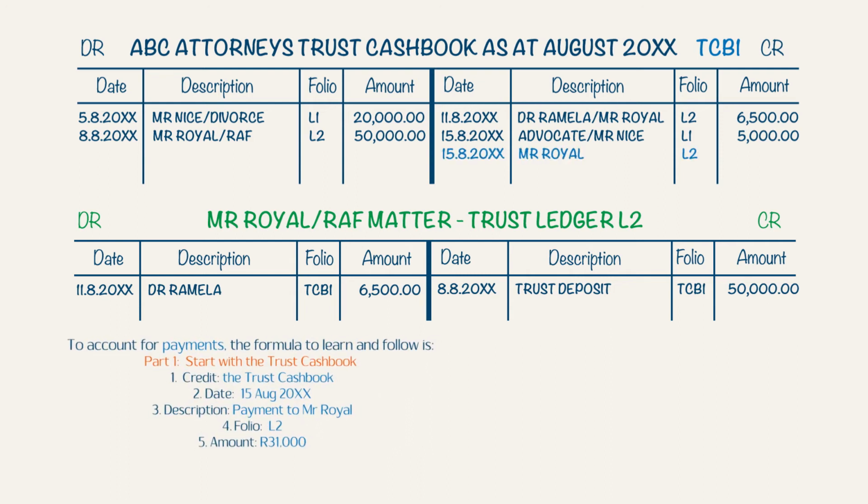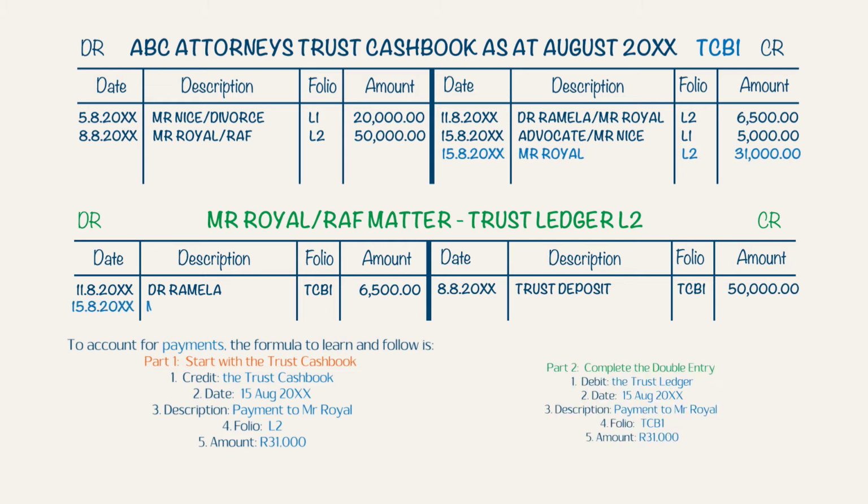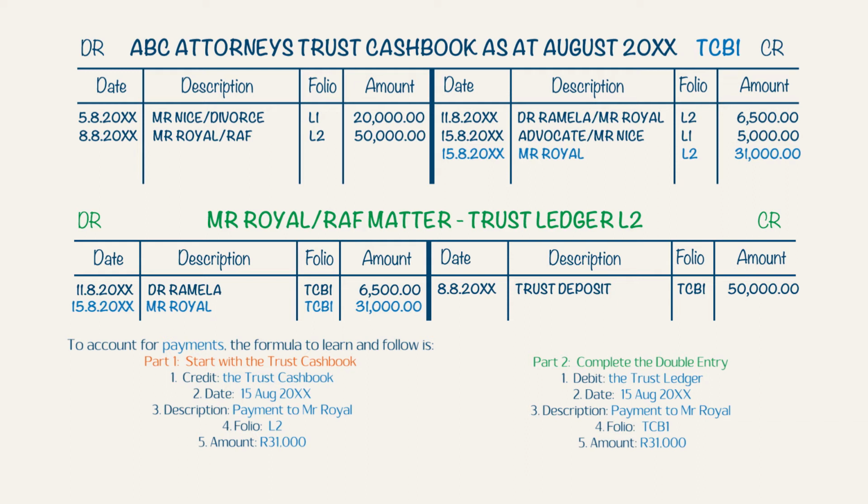To account for payments, the formula to learn and follow is: Part 1. Start with the trust cashbook. 1. Credit: the trust cashbook. 2. Date: 15 August 20XX. 3. Description: payment to Mr. Royal. 4. Folio: L2. 5. Amount: 31,000 Rand. Part 2. Complete the double entry. 1. Debit: the trust ledger. 2. Date: 15 August 20XX. 3. Description: payment to Mr. Royal. 4. Folio: TCB1. 5. Amount: 31,000 Rand.